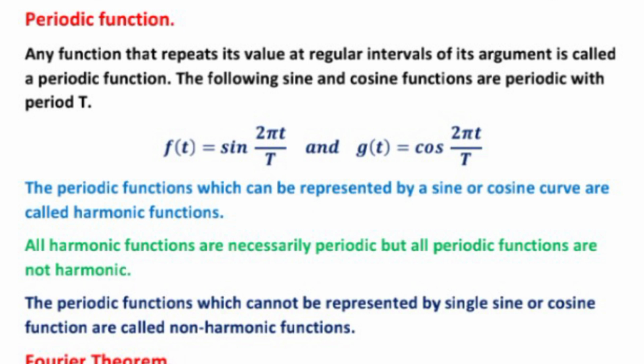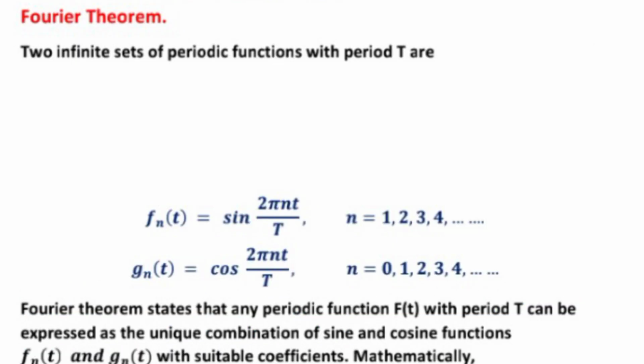Now the Fourier theorem. What is Fourier theorem? Two infinite sets of periodic functions with period T are f_n(t) equal to sin(2πnt/T) where n equal to 1, 2, 3, 4, and so on, and g_n(t) equal to cos(2πnt/T) where n equal to 0, 1, 2, 3, 4, and so on.